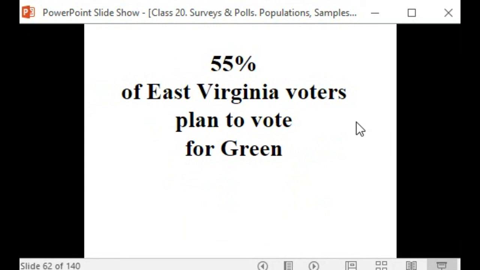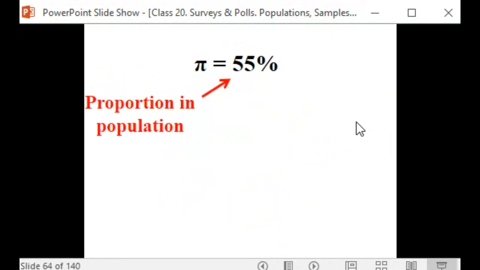So pi is this number, 55%. Oh yeah, I haven't told you that. 55% of East Virginia voters plan to vote for green, so pi equals 55%. Sorry, I'm getting a little mixed up with these slides. So pi is the proportion. 55% is the proportion of voters in the population who plan to vote for green. That is, pi equals 55%.